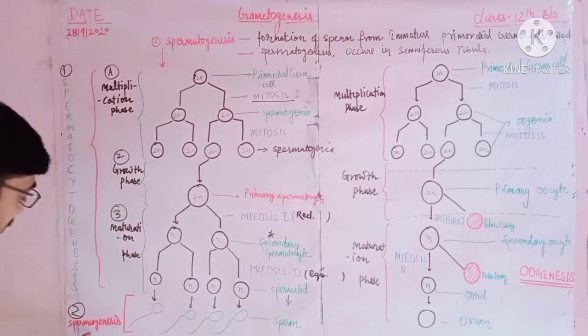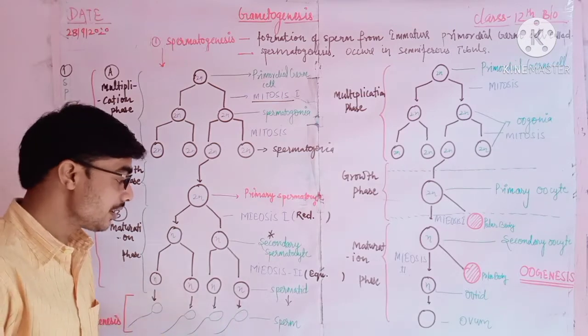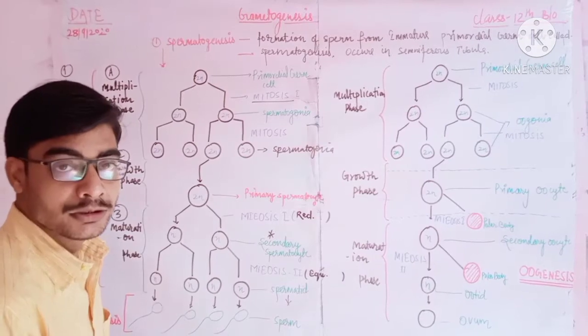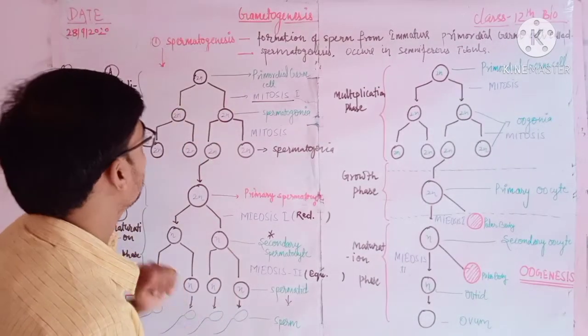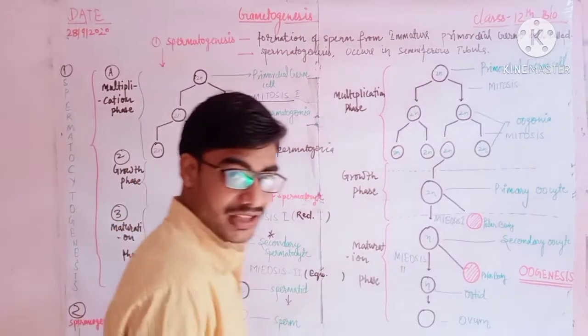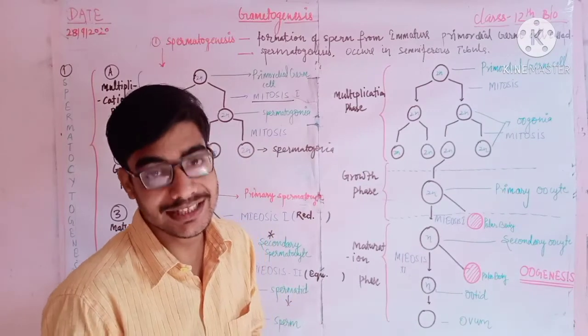This process is called spermiogenesis, where the spermatids convert into 4 haploid sperm. So this is the basic plan of spermatogenesis. Now the second part of gametogenesis, that is oogenesis.